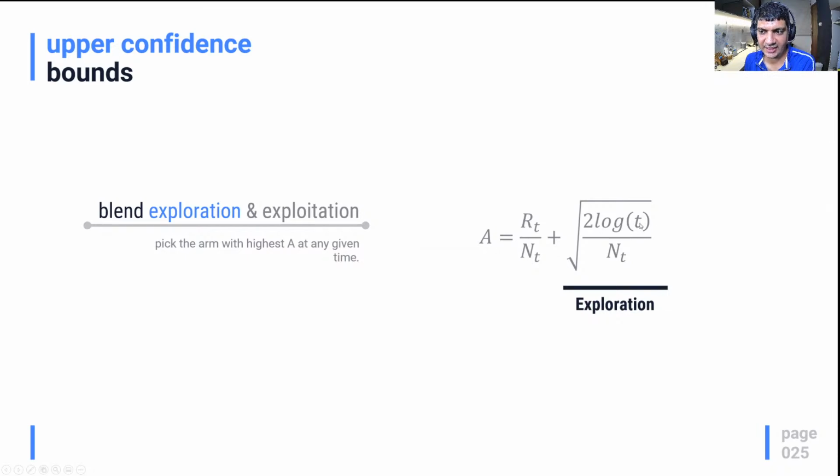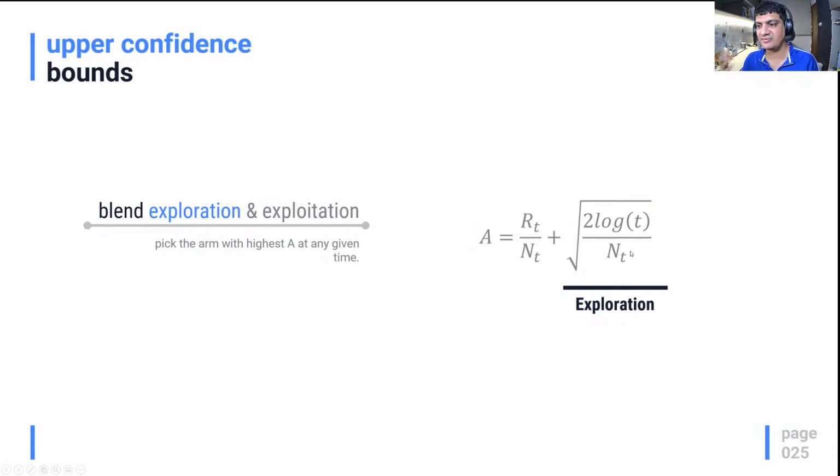So T is the time period, time T. N_T is telling how many times a particular arm was picked. Now if this arm was not picked too many times, then the right hand side term, which is marked as exploration, is going to become larger and larger. Once it has enough rewards and has calculated that enough number of times, you will see that your left hand side term, which is your average rewards, dominates the equation. So these two essentially balance out your exploration and exploitation, and that's a very nice way of playing around with that.